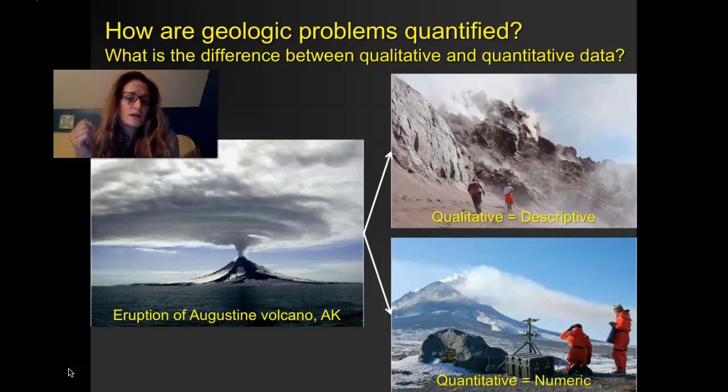We know there are different kinds of maps. Let's look at some of the ways we think about that data.